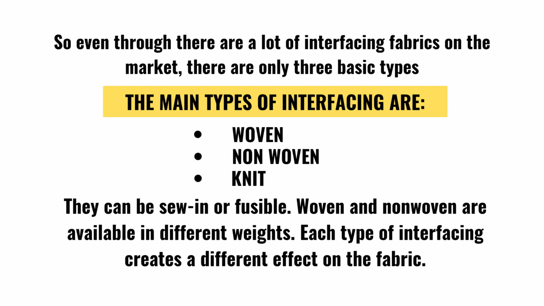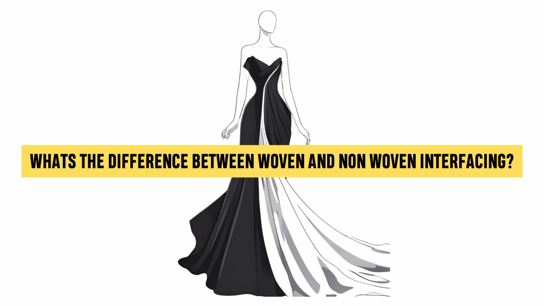So even though there are a lot of interfacing fabrics on the market, there are only three basic types. The main types of interfacing are woven, non-woven, and knit. They can be sew-in or fusible. Woven and non-woven are available in different weights. Each type of interfacing creates a different effect on the fabric. So here's a question you're probably asking yourself. What's the difference between woven and non-woven interfacing?